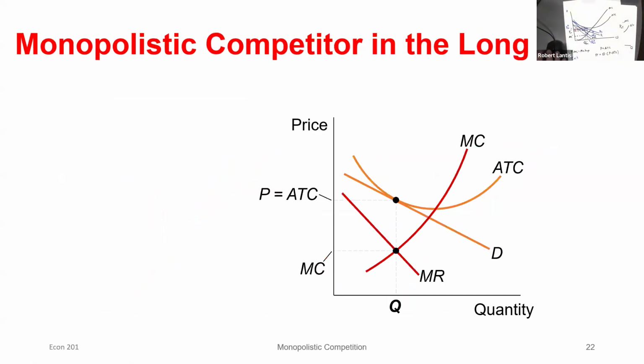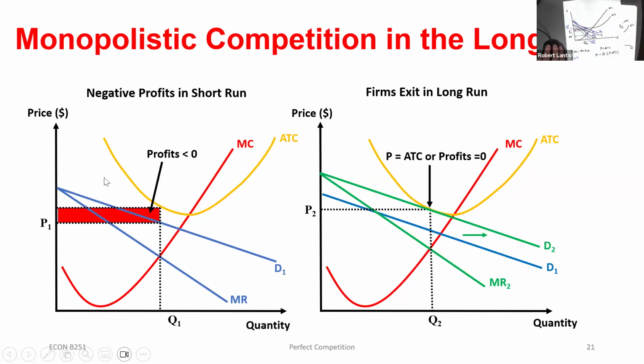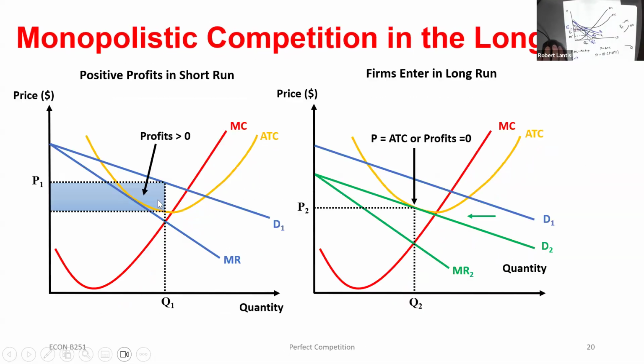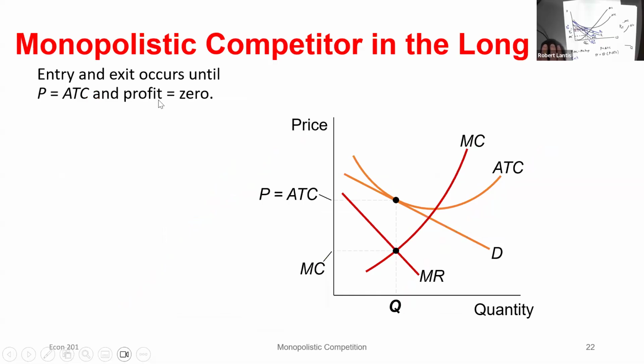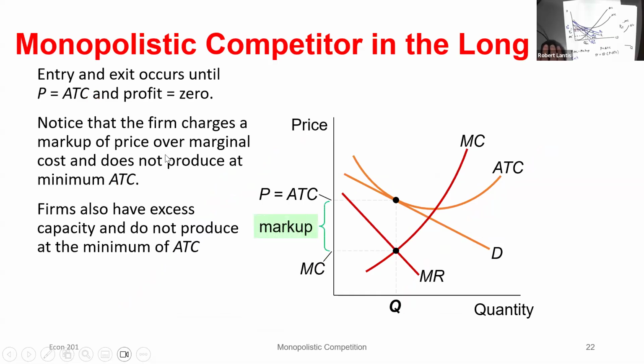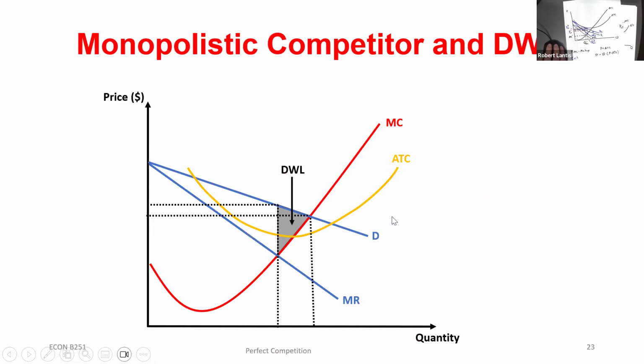So whether we start out with negative or positive profits, firm entry and exit will lead us to this long run market equilibrium where price is set exactly equal to average total cost, or our profits are zero. Okay. So I already mentioned this. We still have a markup. We're not out at that minimum point of the average total cost curve. And so we're still going to have some deadweight loss. So really, where does this deadweight loss come from?